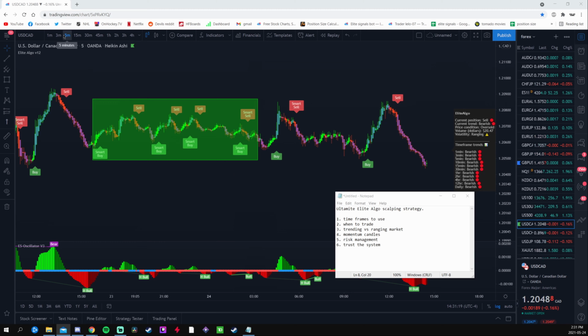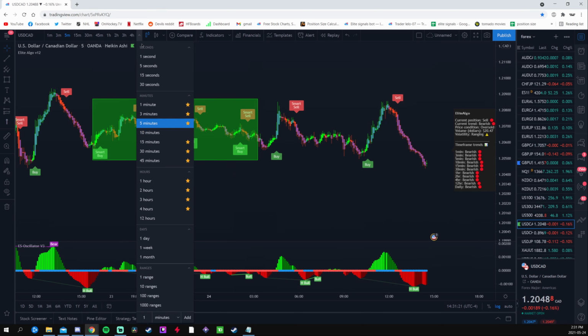Now, a lot of you might ask, why not use the seconds time frames? The reason being is those time frames move way too fast, and most of you will have some slippage with your brokers, which will make it hard to actually make a profit because there won't be that much price movement in the market within that time frame. So make sure that you are using the 1-minute, 3-minute, and 5-minute time frames.